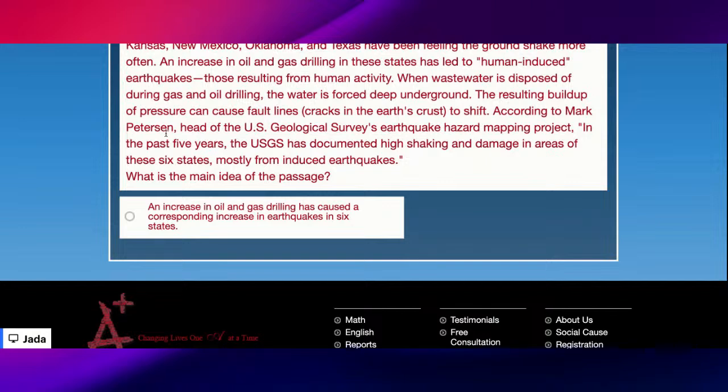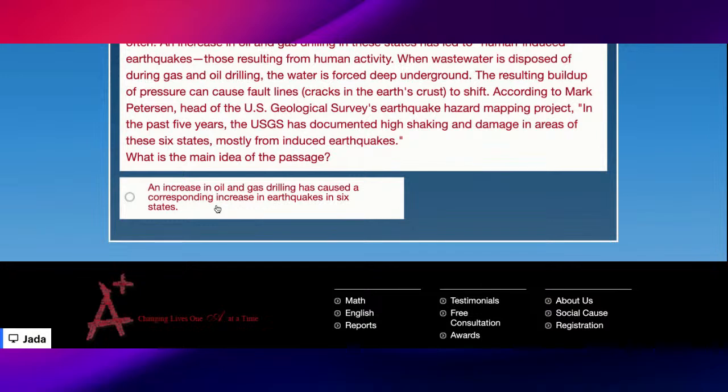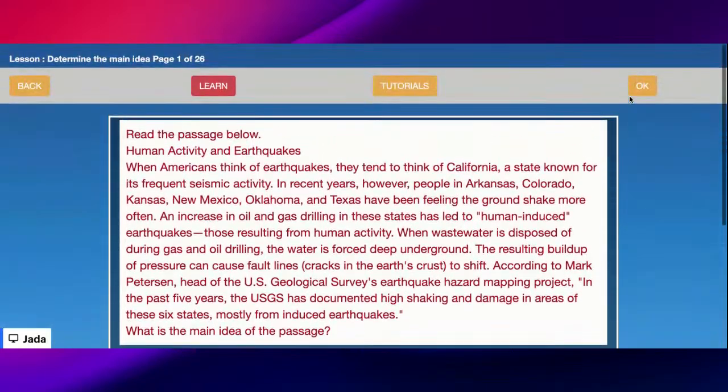According to Mark Peterson, head of the U.S. Geological Survey Earthquake Hazard Mapping Project, in the past 5 years, the USGS has documented high shaking and damage in areas of these 6 states, mostly from induced earthquakes. What is the main idea? So, it is said here that an increase in oil and gas drilling has caused a corresponding increase in earthquakes in 6 states. So that's like the major idea of this.